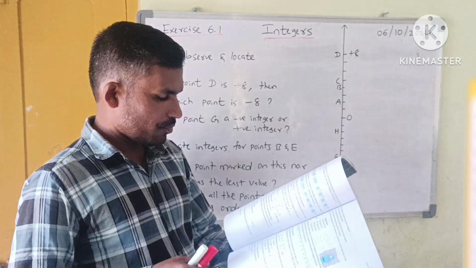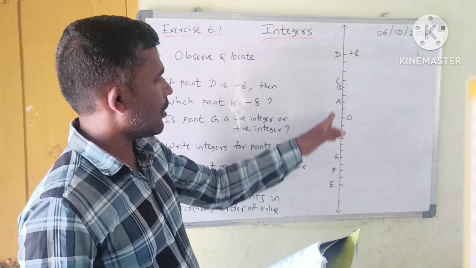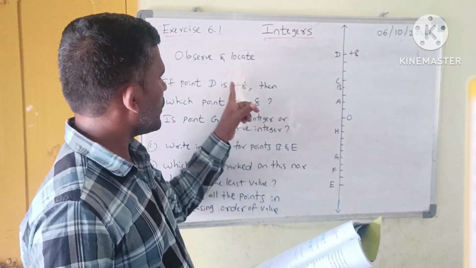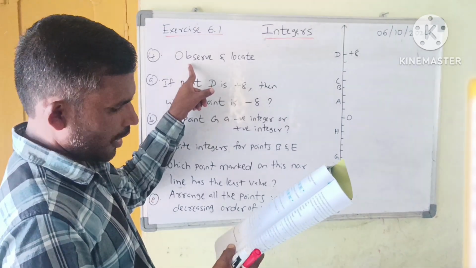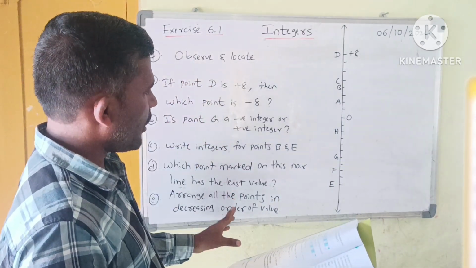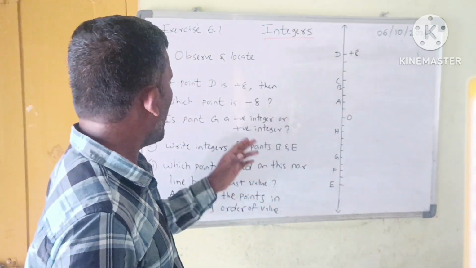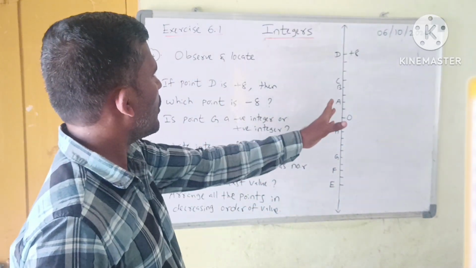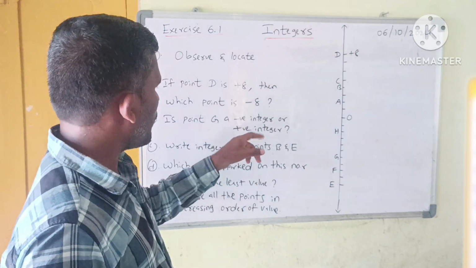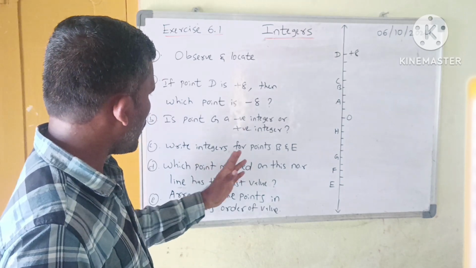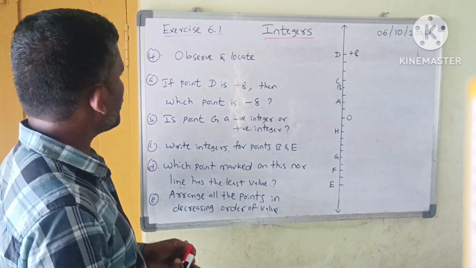Next, the fourth one. The adjacent figure is a vertical line. He has given the vertical line here representing the integers. Observe it and locate the following points on this vertical line. So he has given the vertical line and you have to mark these points, and write whether the numbers are positive or negative and where the points B and E are, like that. So now we'll see one by one.